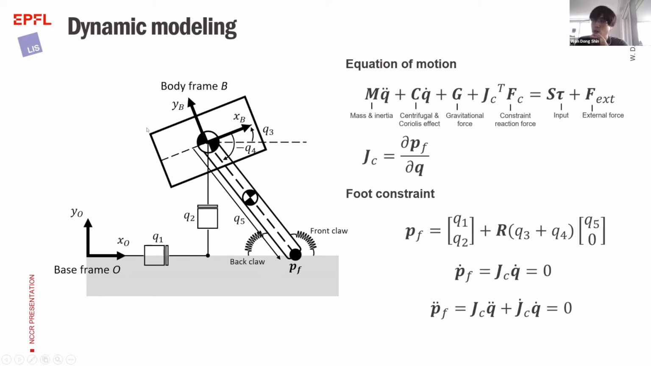We're only talking about 2D, so there are only three DOF for this. And then we have Q4 and Q5, where Q4 corresponds to the leg angle with respect to the body frame, and Q5 is the length of the leg. So we use these generalized coordinates to express the robot. And here is the classic equation of motion.